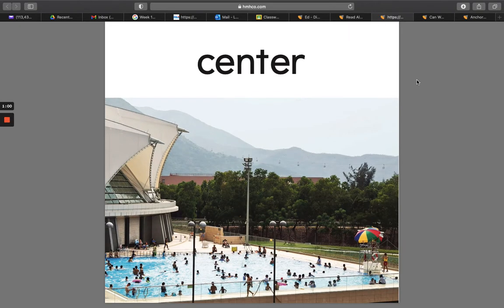Center. Say center. A center is a building or place that is used for a special reason. There are many different stores at the shopping center.